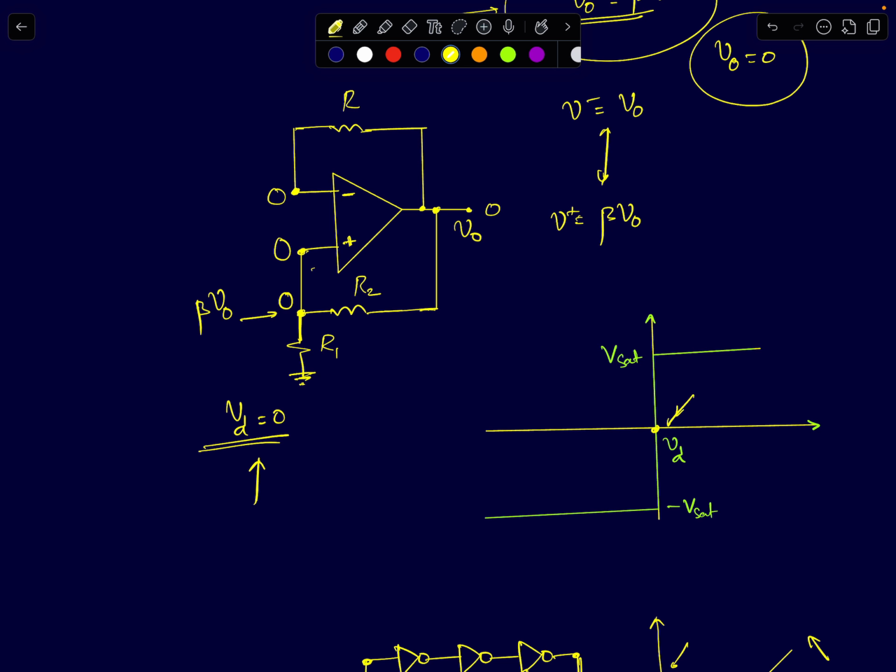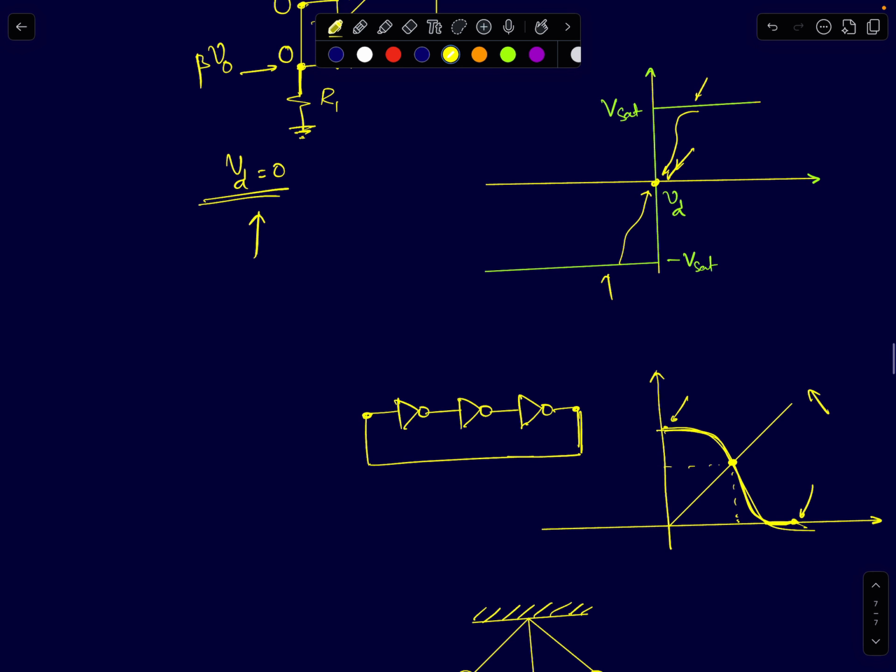But remember, you are at a very high gain point. Even if I slightly displace one of these nodes, then you can either go to plus Vsat or minus Vsat. But because it's a negatively fed back circuit, it will eventually come to 0 volts. That's what you would expect.